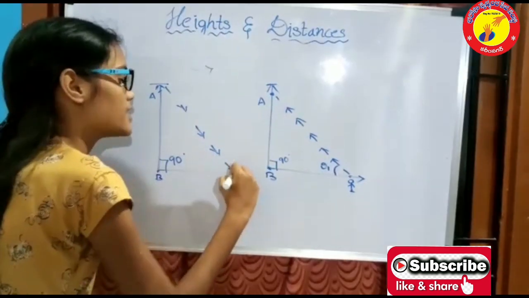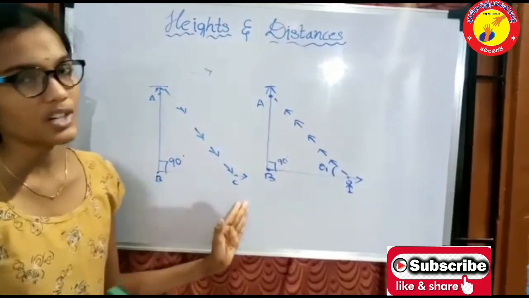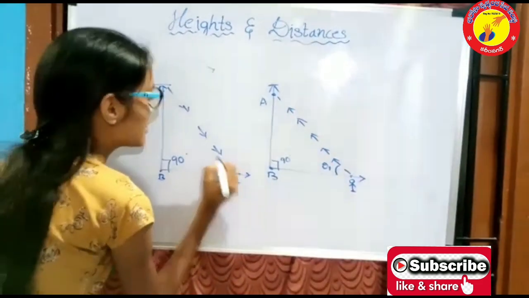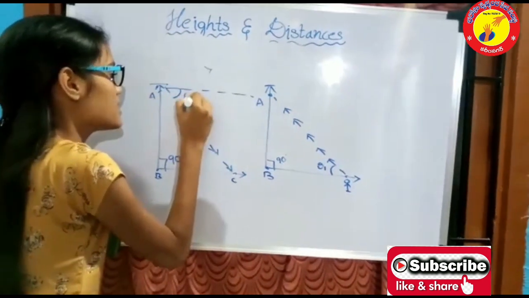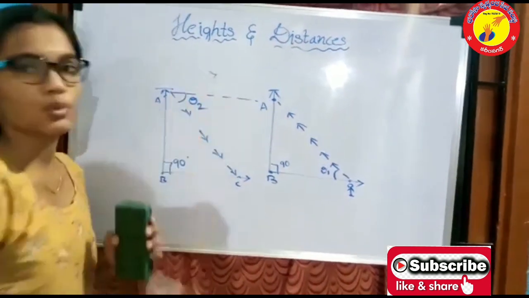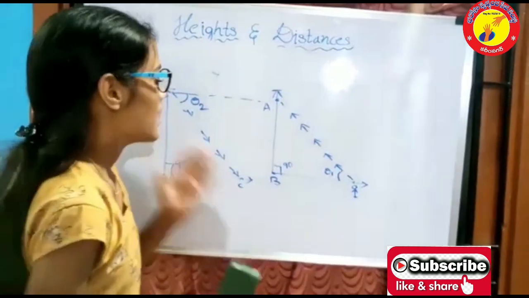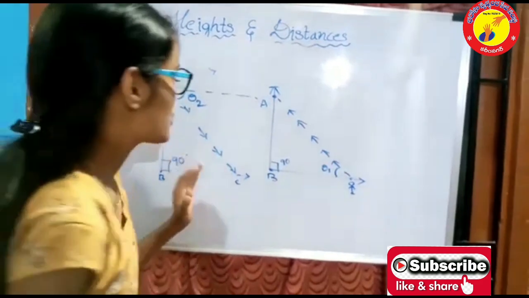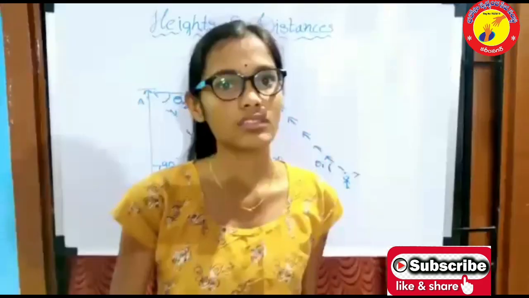Person at A, looking in the downward direction at C. The line of sight is coming in the downward direction and the angle formed here is theta2, and this is called the angle of depression. The angle of depression is nothing but the downward direction.